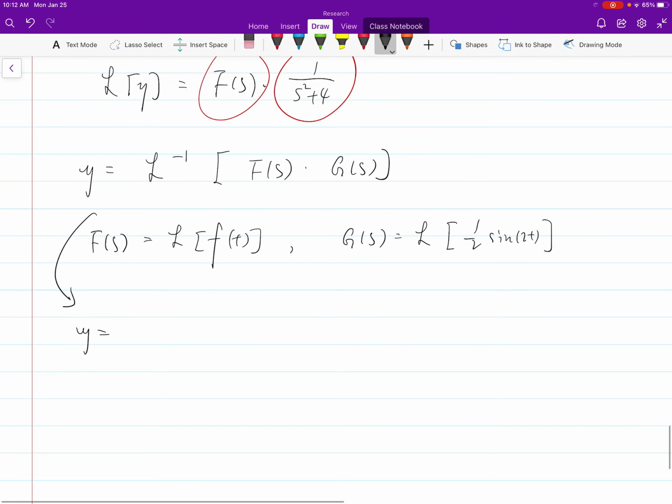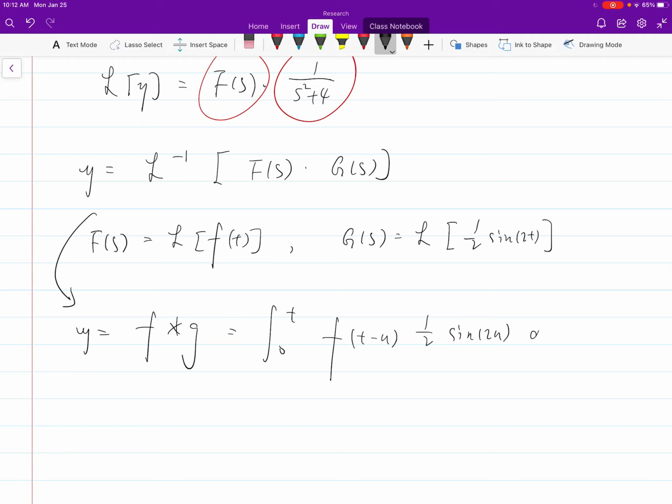Now, by the property of convolution, this one is going to give you F circle G. Okay. Your F is going to be this, therefore it's going to be the integral from 0 to t of f(t minus u) times 1/2 sine 2u du, for whatever force you put here.